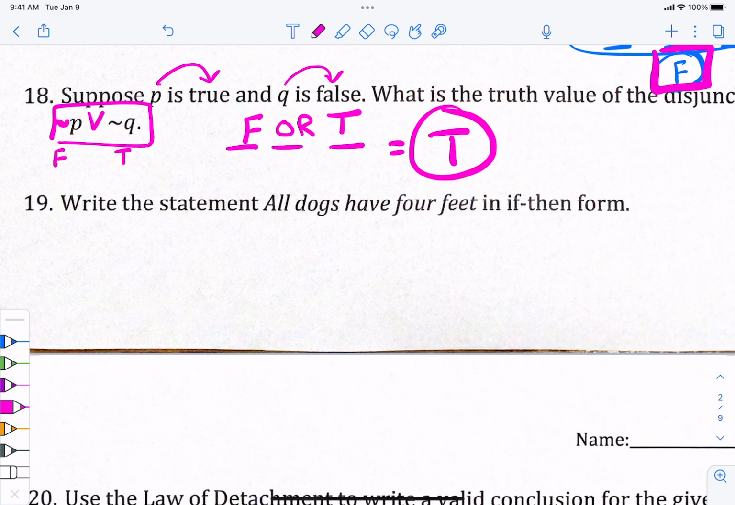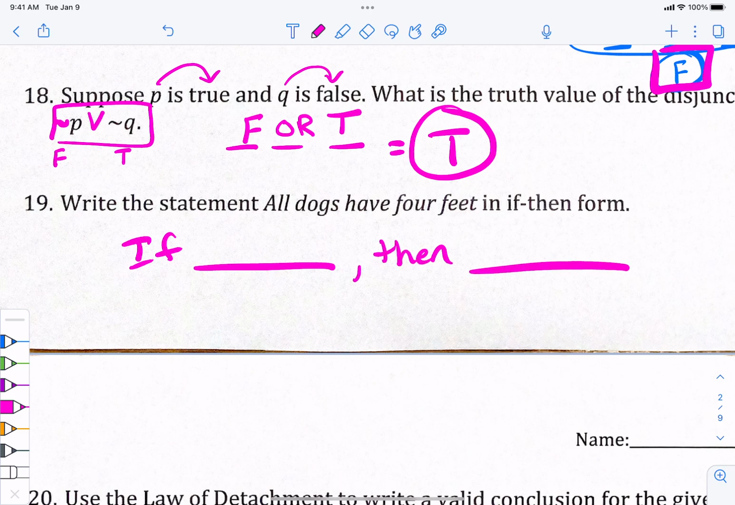It says four. Yeah, you're right. 19, write the statement all dogs have 4 feet in if-then form. So if a dog, something, then something. If it is a dog, then it has 4 feet. There you go, if-then form.